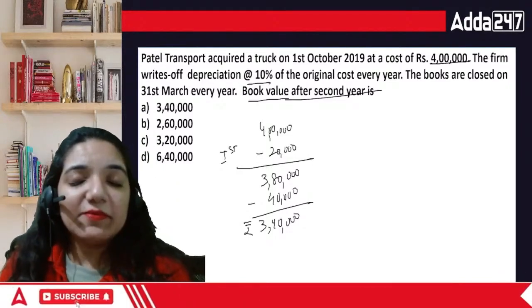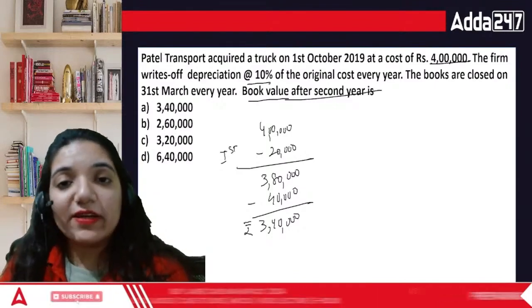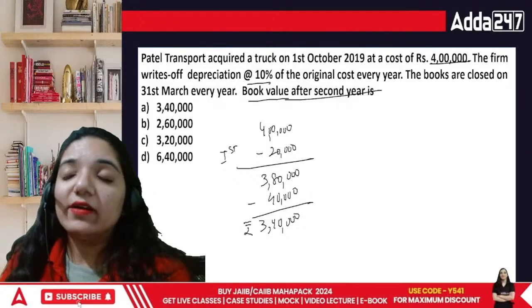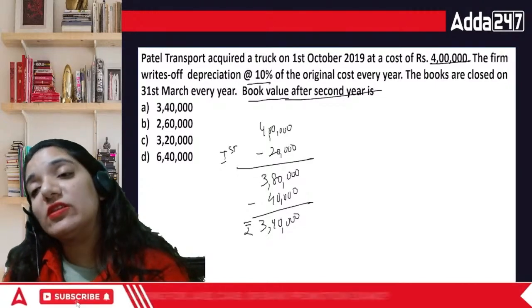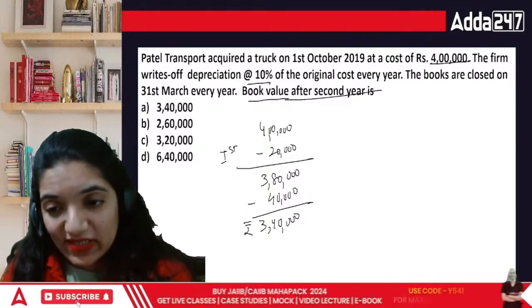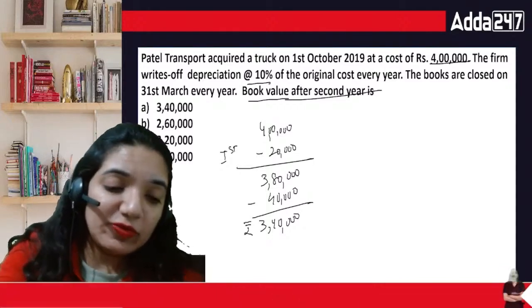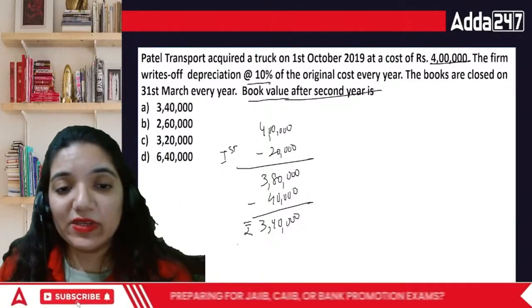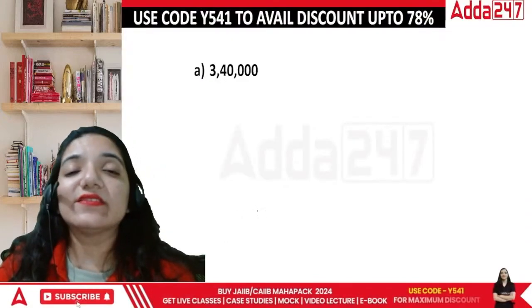Under the straight line method or SLM method, your depreciation is calculated on the basis of your initial cost. The depreciation remains the same. That is, it's constant throughout the calculation. So in this case, what would be the correct answer? The correct answer is going to be 3,40,000. Okay, the answer is 3,40,000.